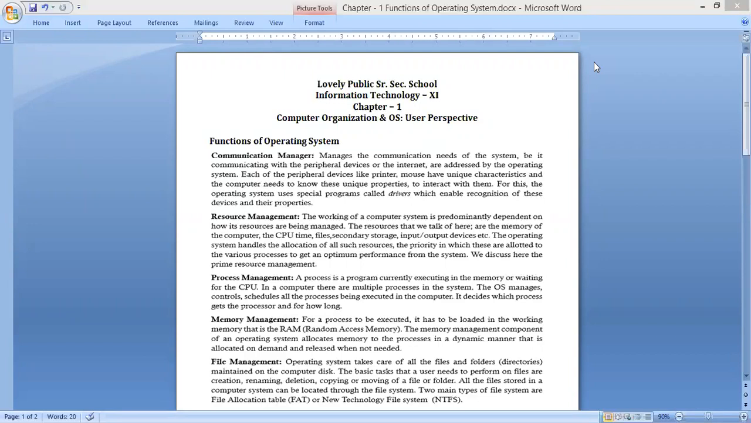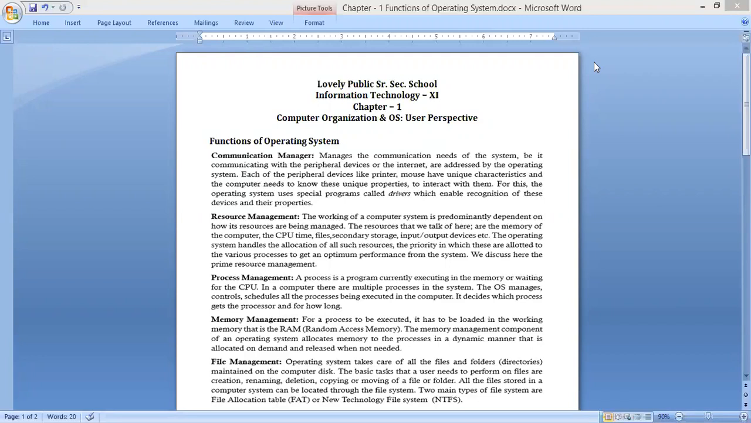Second is resource management. All the devices that are attached to the system are known as resources. For example, printer, keyboard, mouse, etc. These are all known as resources. How the resources will work, how they will be managed, how the CPU will be allotted to those devices, and how memory will be allocated to those particular resources, that is the task of resource management.